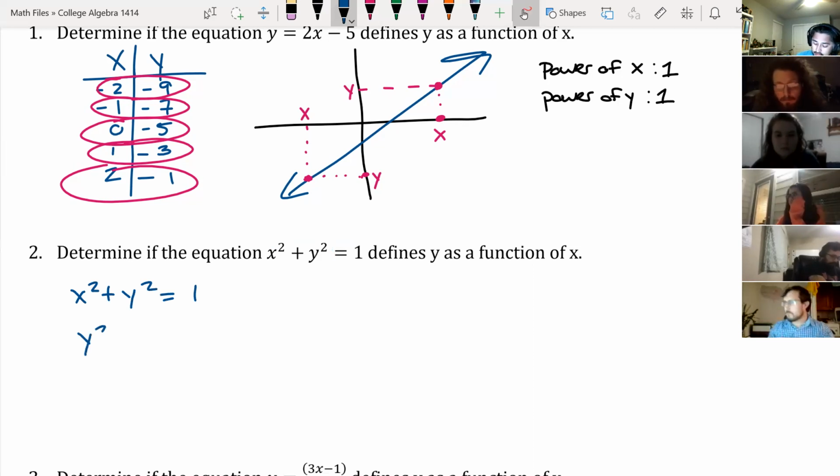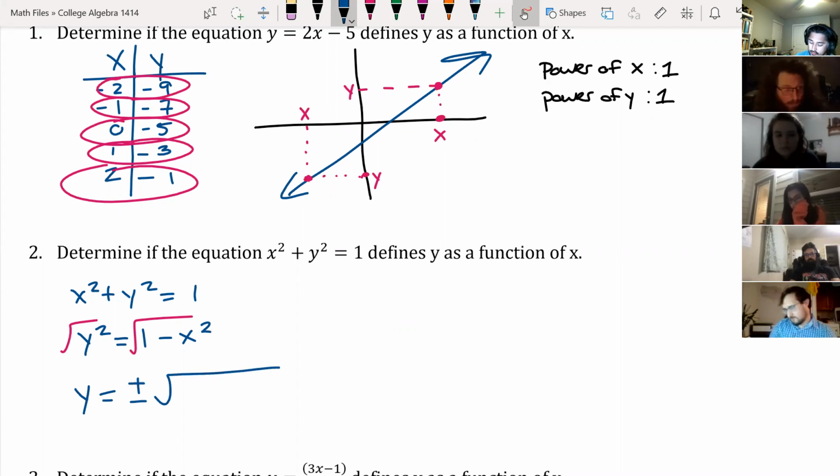So I'll move the x squared over, and I get 1 minus x squared. Then, in order to solve for y, I'll square root both sides. And I'll get y equals plus or minus the square root of 1 minus x squared. Which maybe now you can see it, because now if I plug in an x value, how many y values am I going to get?